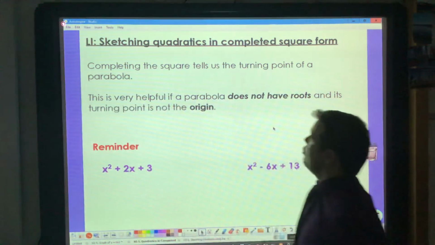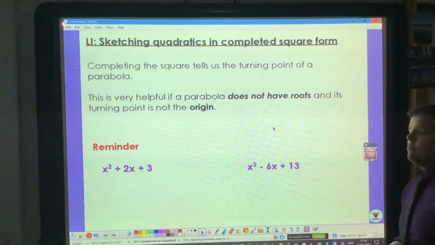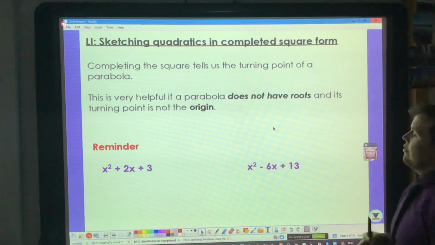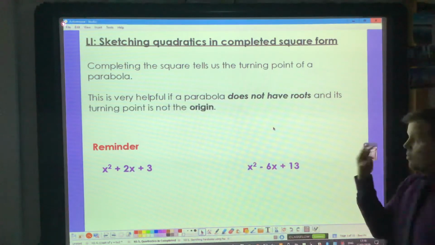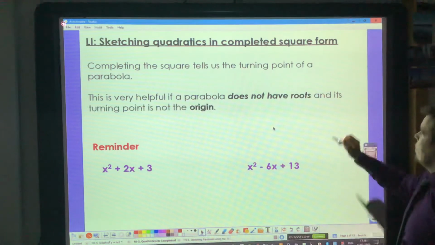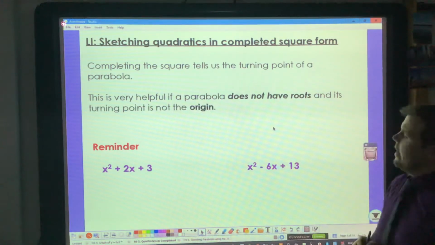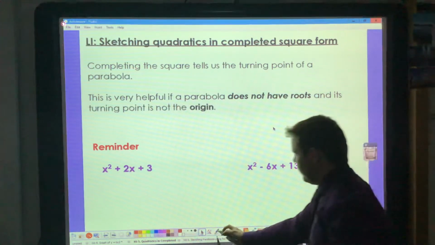Okay, so we are sketching quadratics in completed square form. Completing the square tells us the turning point of a parabola. It's very useful if a parabola doesn't have roots, which we're going to look at, basically where the graph would cut the x-axis, but more importantly, it's when the turning point is not the origin, in the case of kx squared. So a wee reminder on how to complete the square.